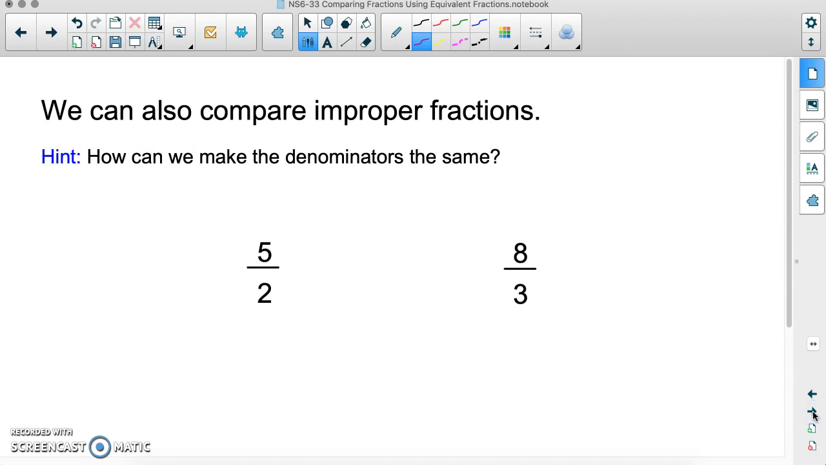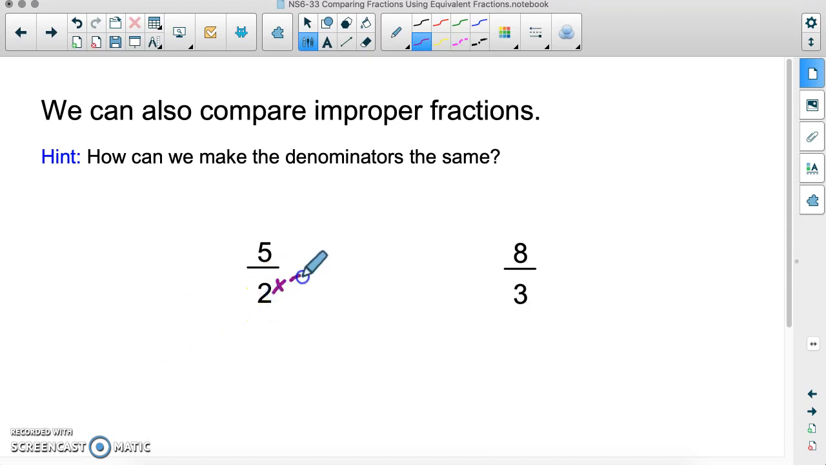We can also compare improper fractions. So we need to still make the denominators the same. So these are improper fractions, but we can compare them the same way that we compared the others. So how can you make the denominators the same? Well, we can multiply both the numerator and the denominator of 5 over 2 by 3, and multiply the numerator and the denominator of 8 over 3 by 2. So exactly what we were just doing.